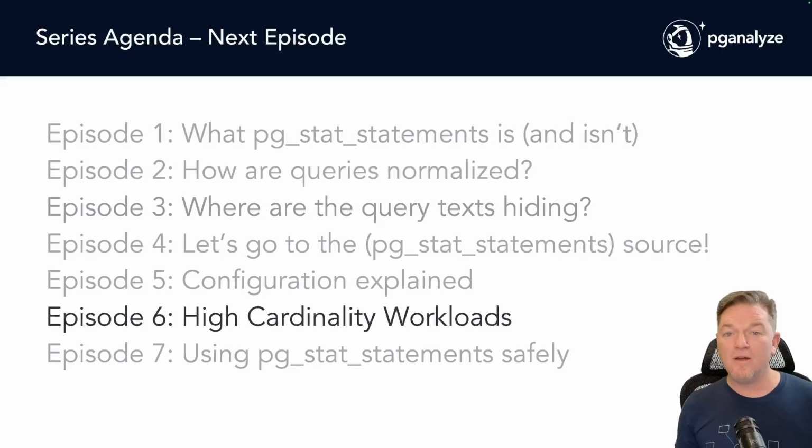So those are the 5 simple configuration values that you can change within pg_stat_statements with the goal of reducing deallocations. In the next episode, we're going to talk about those high cardinality workloads and specifically look at a couple of ways that you can minimize the deallocation and the loss of data over time.